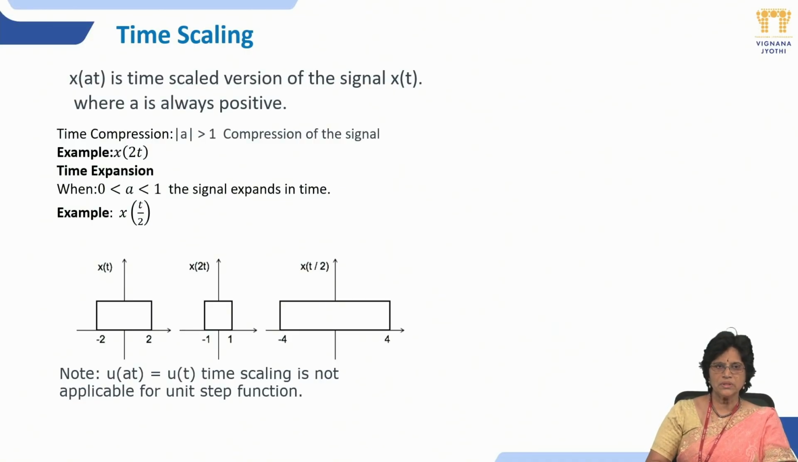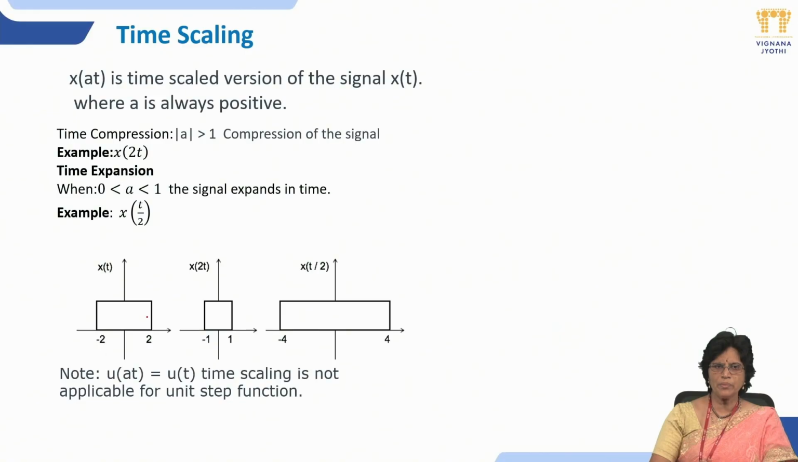Now, time compression happens when mod a is greater than 1. In that case, the signal is compressed. Here it is clearly shown. Initially x of t is given. After that, we multiply t by 2, so a is greater than 1, equal to 2. Previously your signal occupied the time scale from -2 to 2. In the compressed signal, x of 2t, it occupies -1 to 1. That we call time compression.